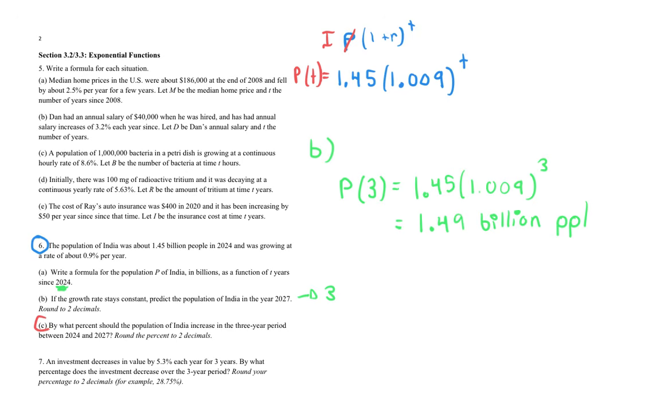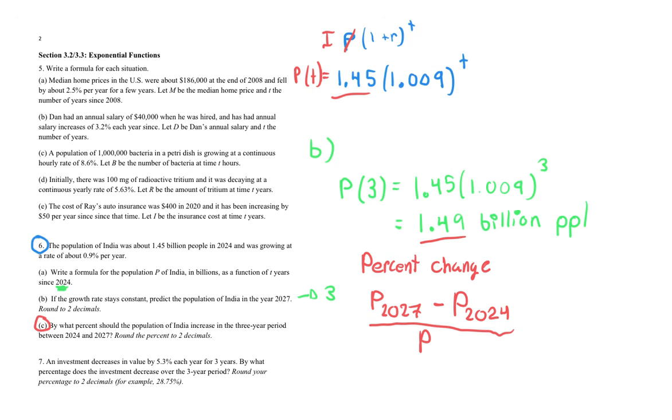Okay, moving on to part C. By what percent should the population of India increase in the 3-year period between 2024 and 2027? So we're going to use our percent change formula. So percent change. And here we're going to do population in 2027, which we have, minus the population in 2024, or our initial, divided by the original population in 2024, which gets us 2.72%.